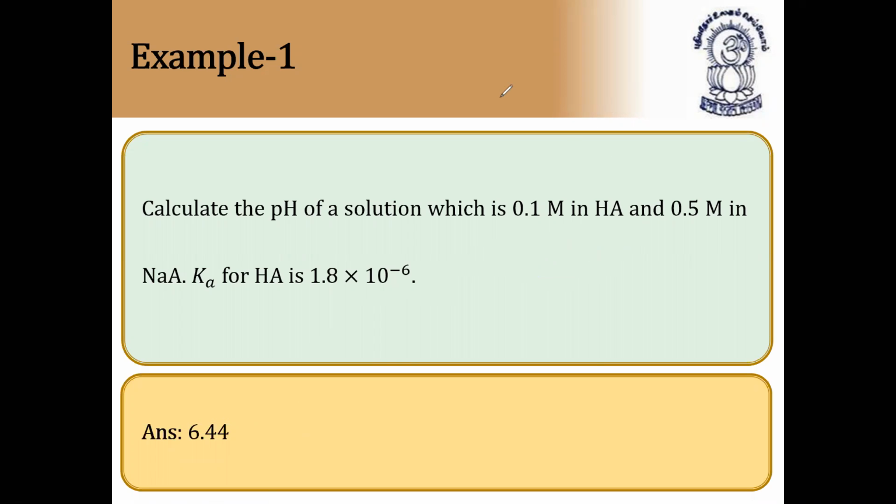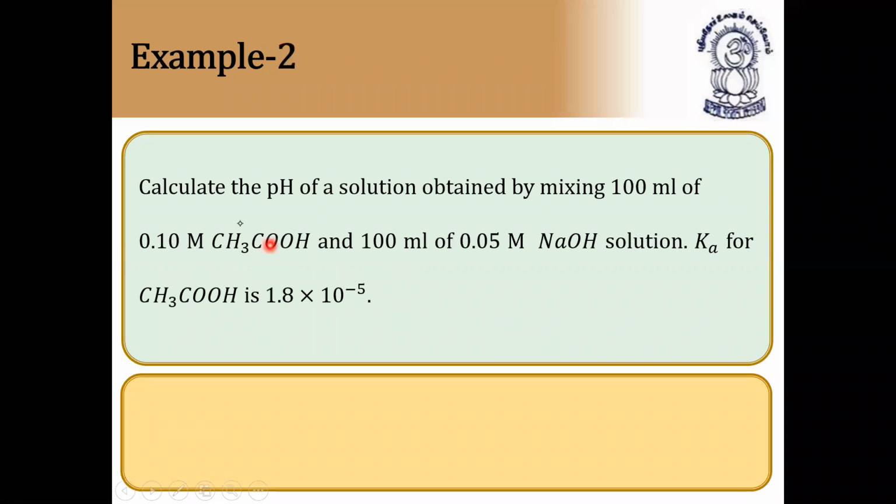Next, I'll write the question again clearly, so that you can easily understand the answer. Calculate the pH of a solution obtained by mixing, this is model number 2, by mixing 100 ml of 0.1 molarity acetic acid and 100 ml of 0.05 molarity sodium hydroxide solution, and Ka for acetic acid is 1.8 10 to the power minus 5. It is approximately equal to 4.74. Straight away you can write easily.